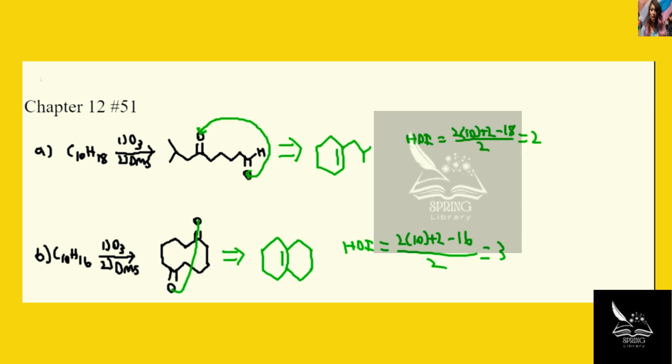That's the way to approach this problem, and problems like it: line these molecules up so that the carbonyl groups are end to end, and then condense them to just a carbon-carbon double bond. And that's the answer to Chapter 12, problem number 51.